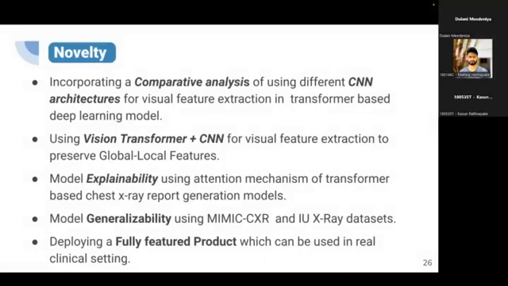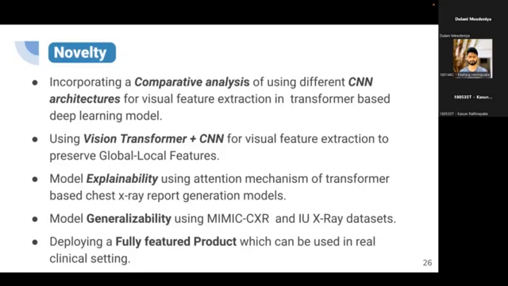Thank you, Kasun. So here are the novelties of our research. First one is the comparative analysis of using different CNN models for the feature extraction. After that, we have used a vision transformer and a CNN as feature extractors to preserve global and local features, since it is an unexplored area for the domain.